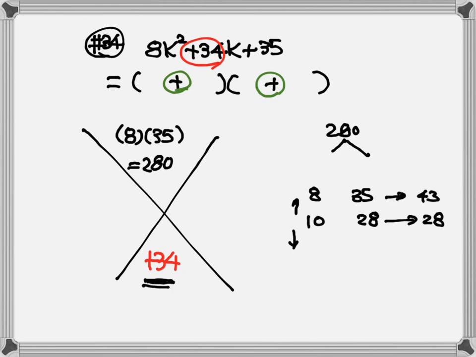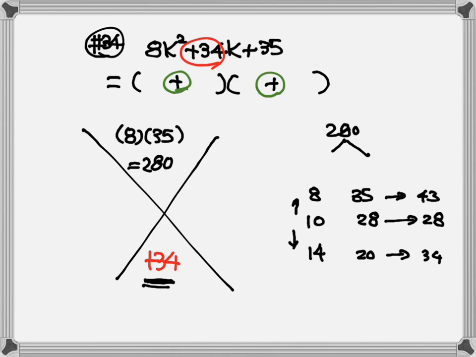But we're still looking for 34. That tells me I went the wrong way. So I should go down. Okay, let's check. Can 11 go in there? 11 cannot. 12 cannot go in there. 13 cannot go in there. Then 14. 14 times 20 gives me 280. Now let's try. 14 plus 20 gives me 34. Bingo. This is the one we are looking for.